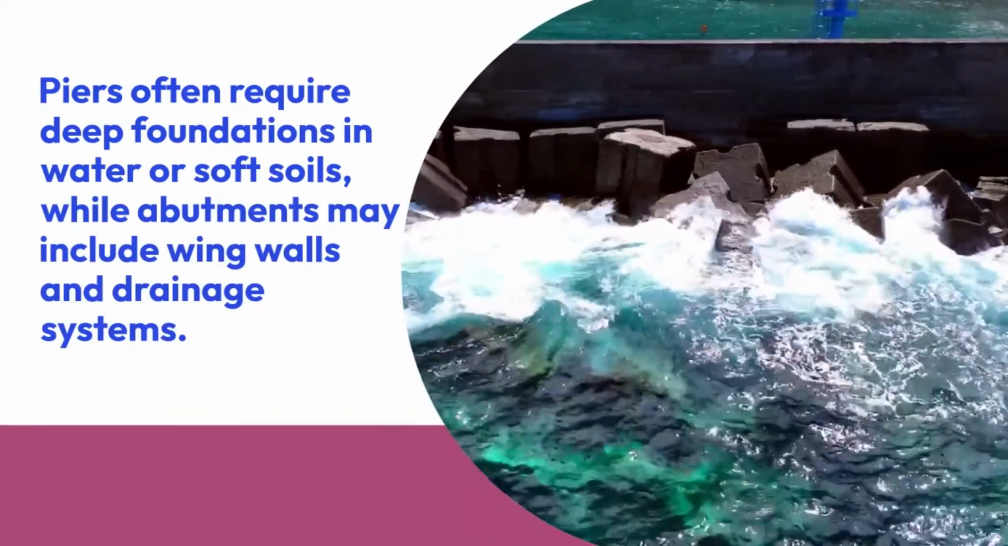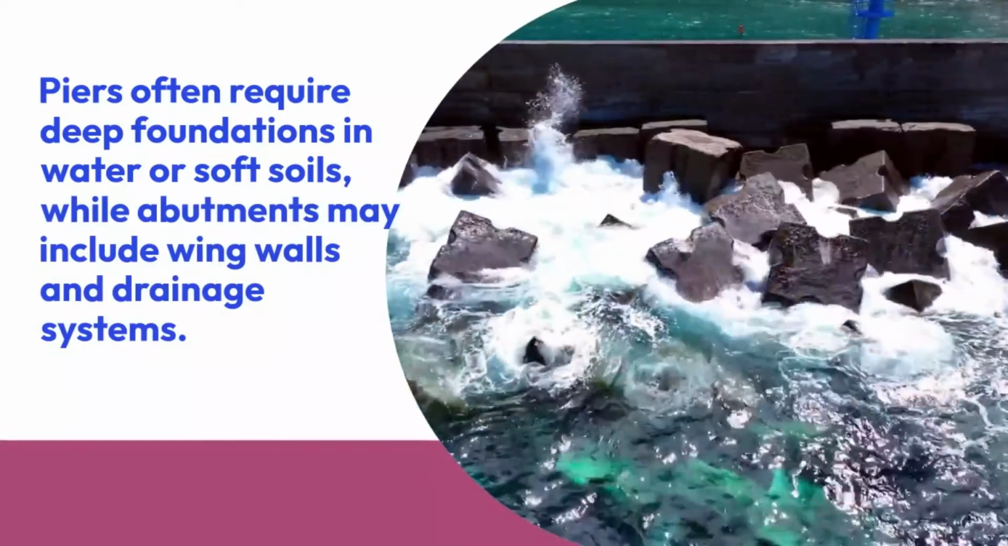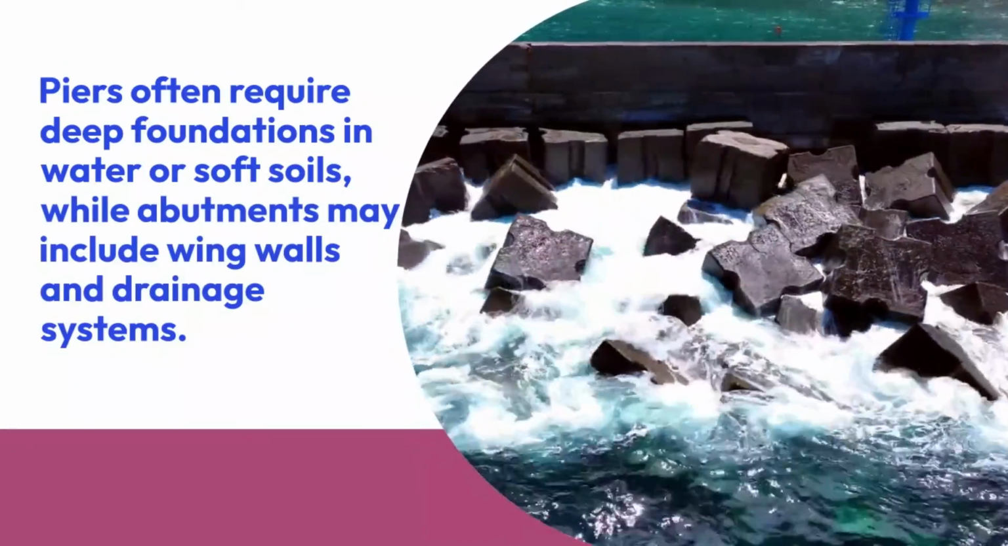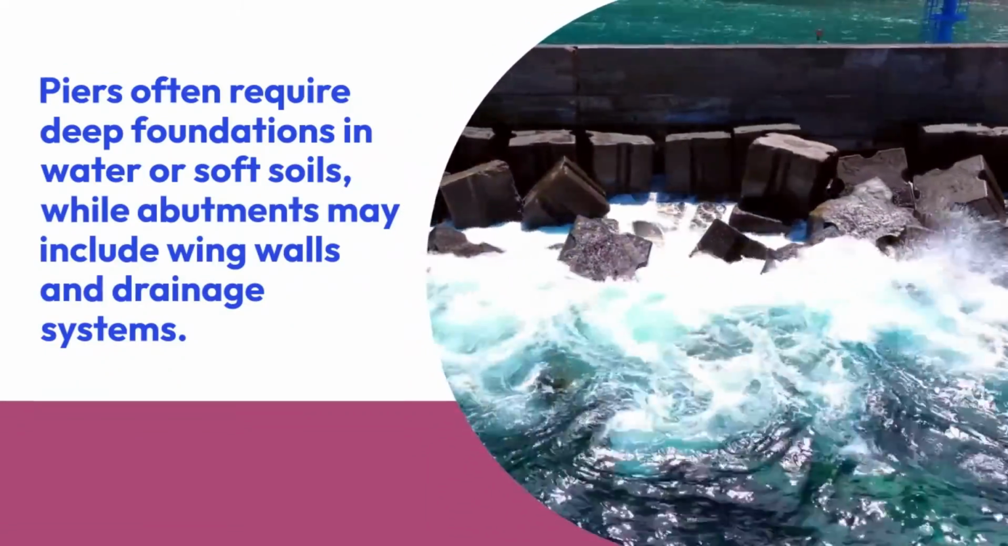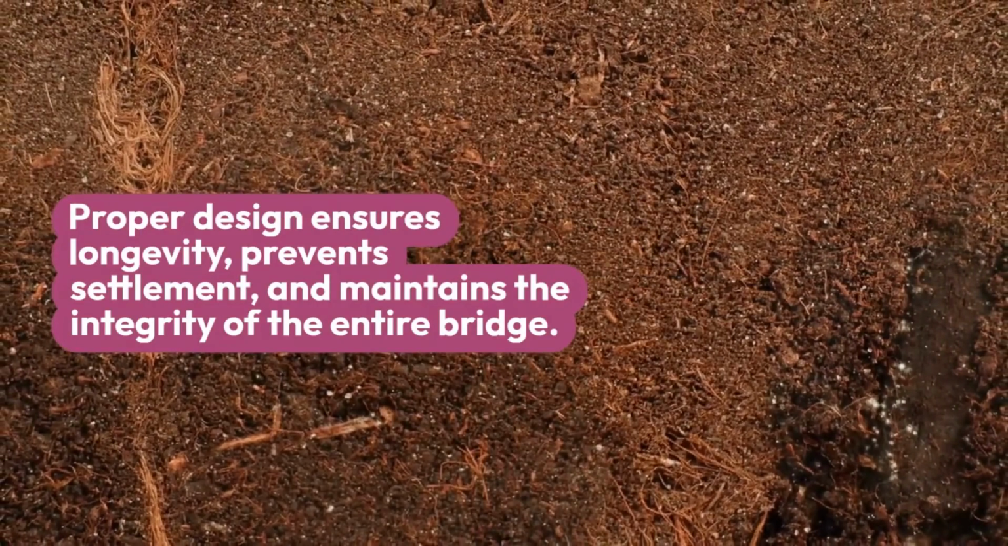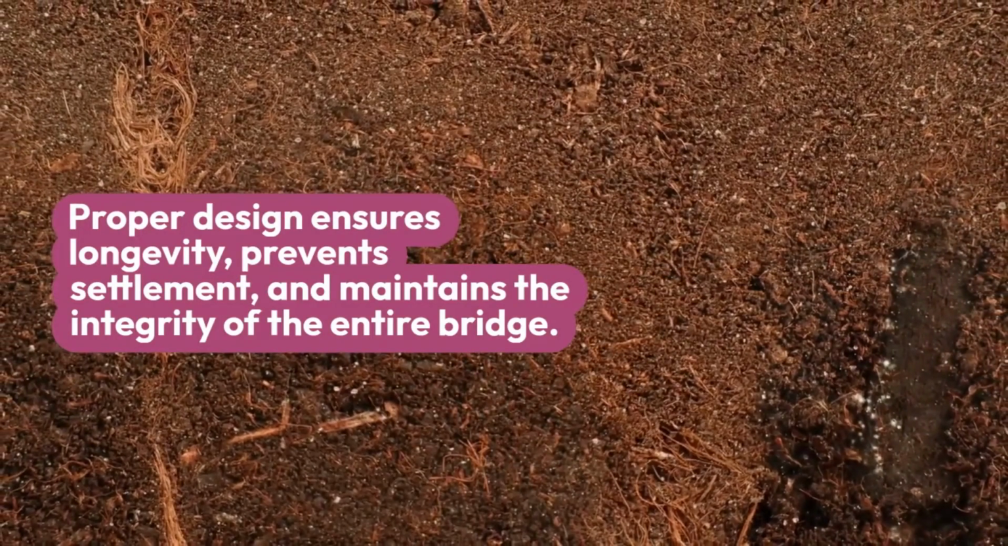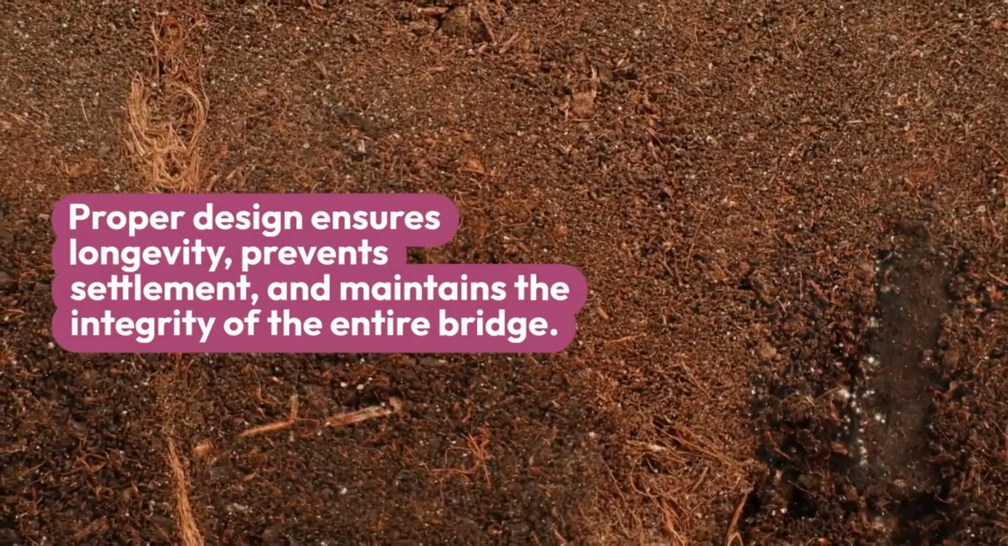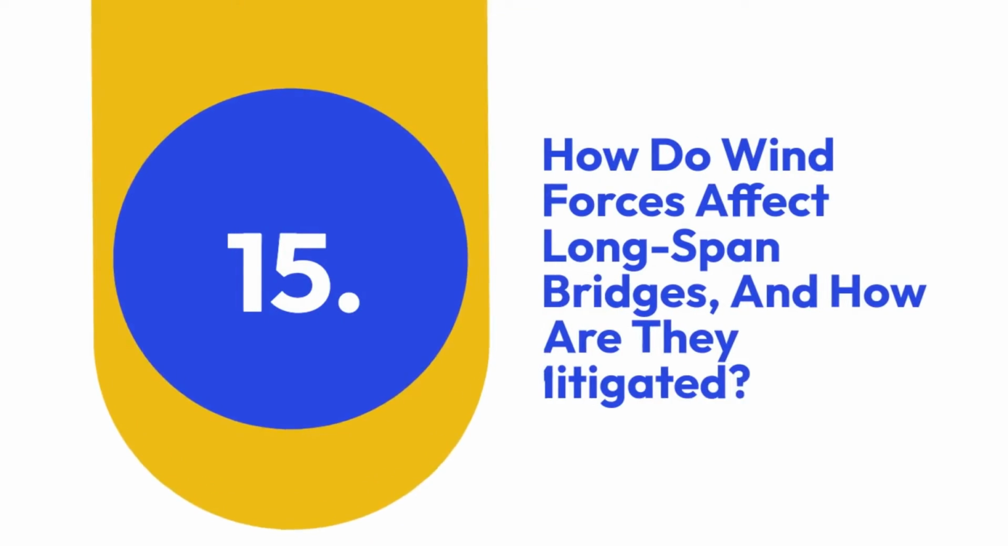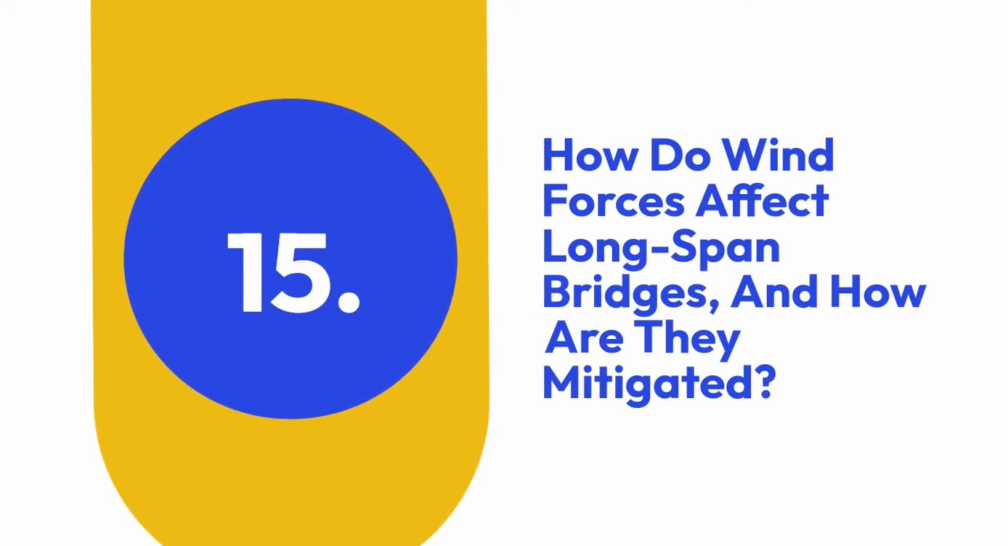Piers often require deep foundations in water or soft soils, while abutments may include wing walls and drainage systems. Proper design ensures longevity, prevents settlement, and maintains the integrity of the entire bridge. 15. How do wind forces affect long-span bridges, and how are they mitigated?